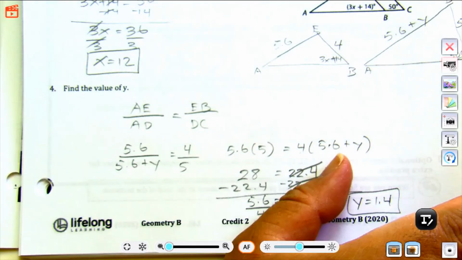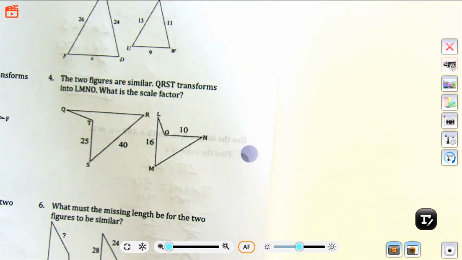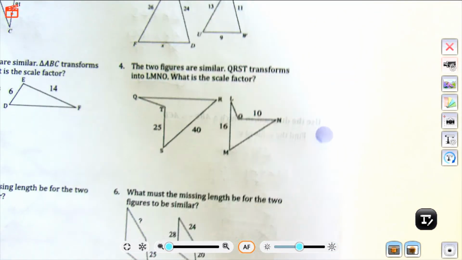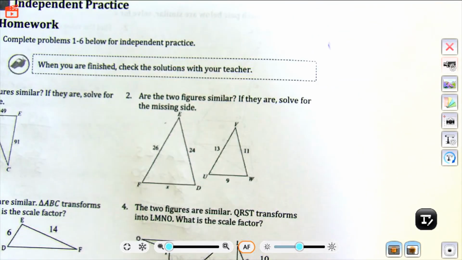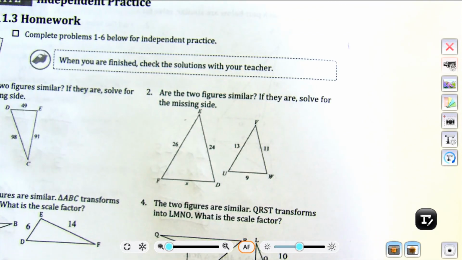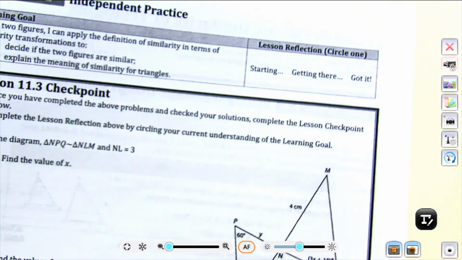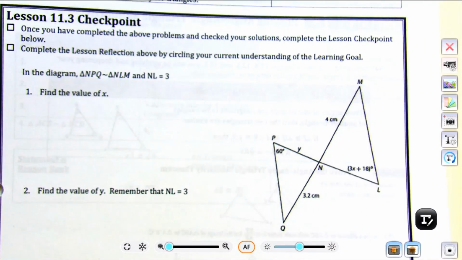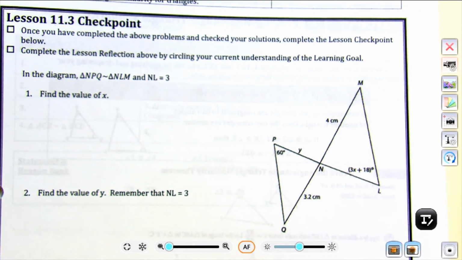Okay, so that completes this lesson. Let's look at the homework. This is lesson 11.3. I kind of want to talk you guys through the checkpoint really quick. So it says in the diagram, NPQ is similar to NLM. So NPQ, NLM, okay? Find the value of X.